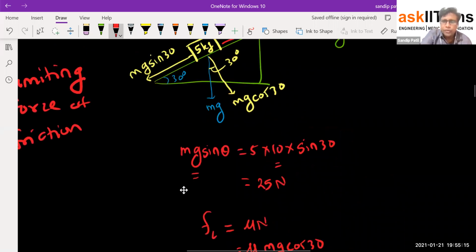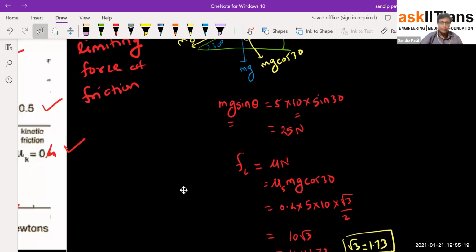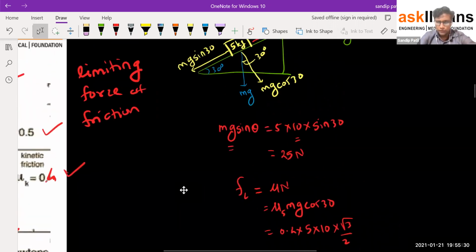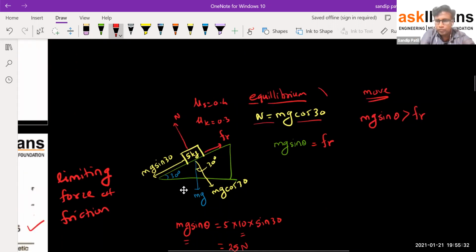So now tell me, you got the value of mg sin theta, you got the maximum frictional force. Will that block move downward or not? Obviously, you can see 25 Newton is greater than 17.3 Newton. So it will not be in equilibrium. It will move, obviously. We know this one.